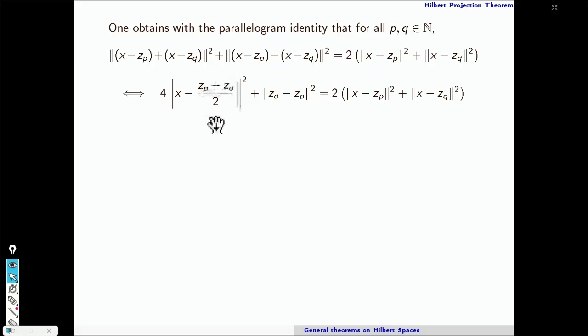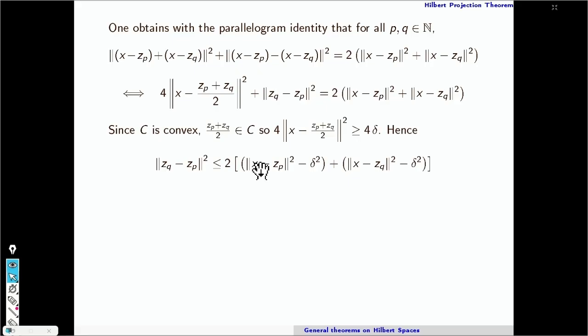And now I recognize here a convex linear combination, 1/2, 1/2. So this is a point that is in the convex subset. Here I have x and x cancel, and remains zq minus zp, and same right-hand side. So because this point is in the convex set, the distance to x is greater than delta. If I multiply by 4, it preserves the inequality.